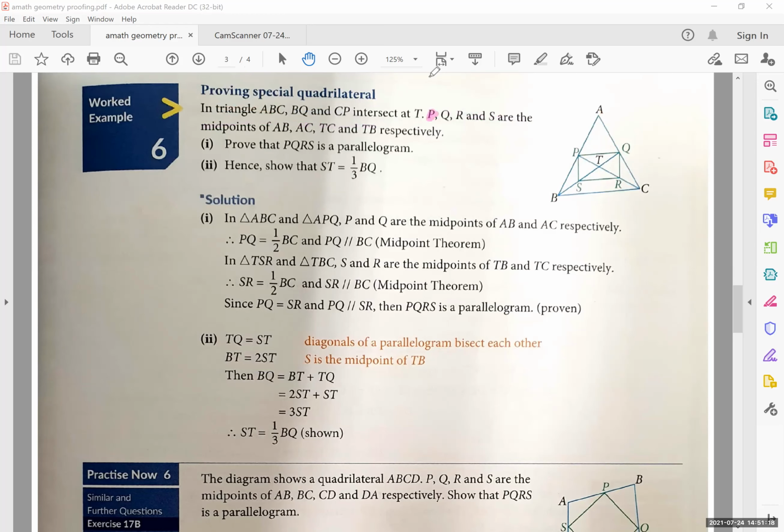I have P. P is a midpoint of AB. That means I know that this and this are equal. Next, I'll change color. They say that Q is a midpoint of AC. Q is a midpoint, so I know that this is equal to this.